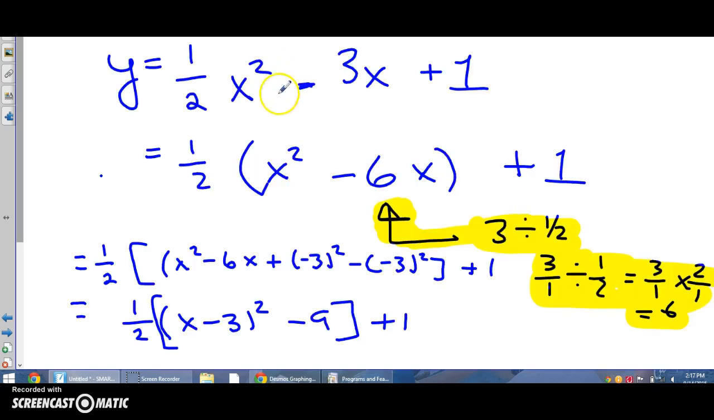Now, where it gets confusing is when I have an a value that is a fraction. Because if you remember or not, dividing by a fraction is going to cause a bit of a problem for some people. So I have 1/2 x squared minus 3x plus 1.